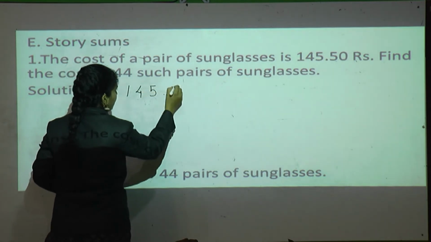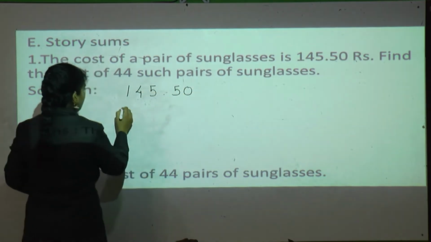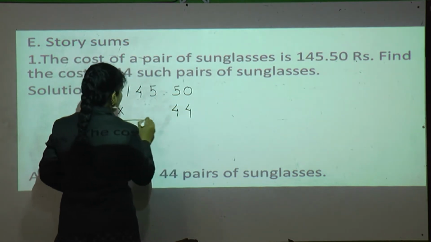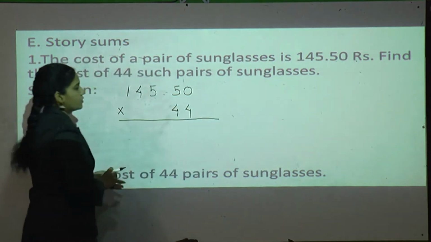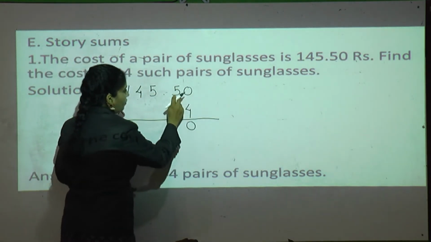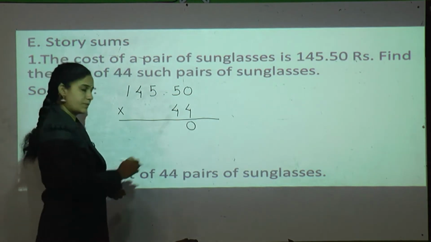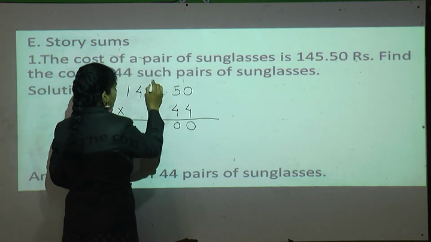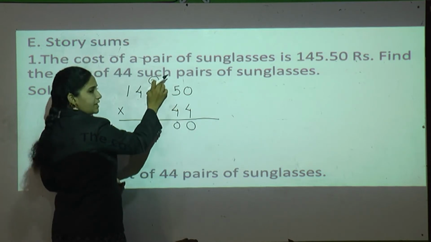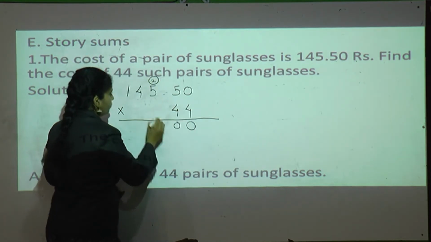145 is 50 paise multiplied by 44. So do the multiplication. First, 4 multiplied by 0, here 0. 5 4s are 20. Good. So 2 will come here. Here again 5 4s are 20 and this 2, 22.